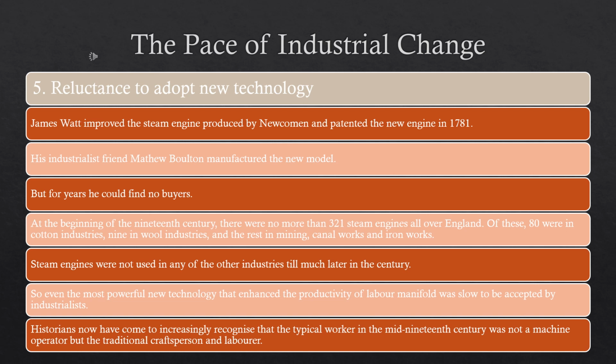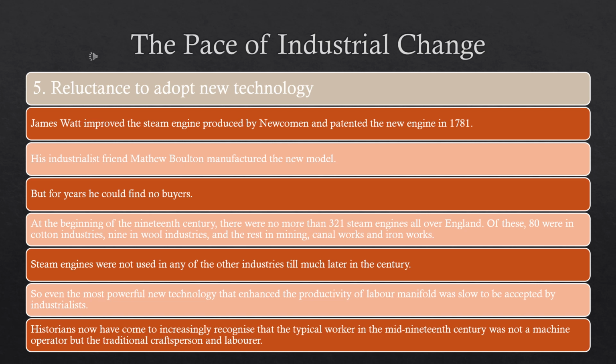Now the next point is the reluctance to adopt new technology. We have already discussed this in the previous slide, and it is quite interrelated to the previous point. So, new technology was there. However, the industrialists were reluctant to adopt new technology. They were unwilling to adopt new technology.